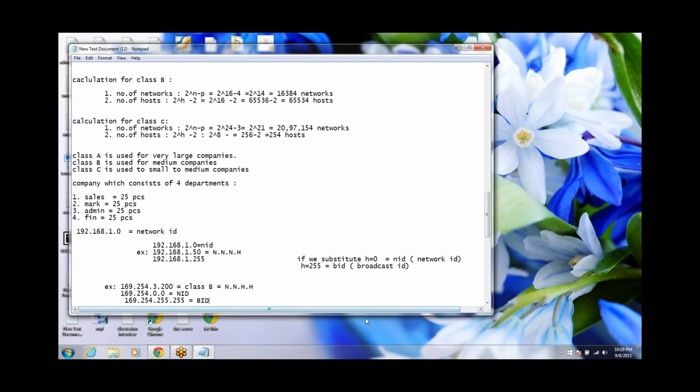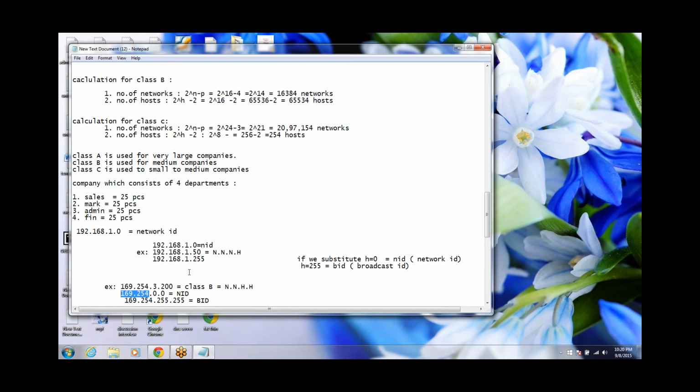Network ID is nothing but the identification of a network. For example, the network ID 192.168.1.0. The last octet is the host part, with 8 host bits, so we can connect 256 systems. For all these 256 systems, it acts as the identification. Network ID means the identification of a network.